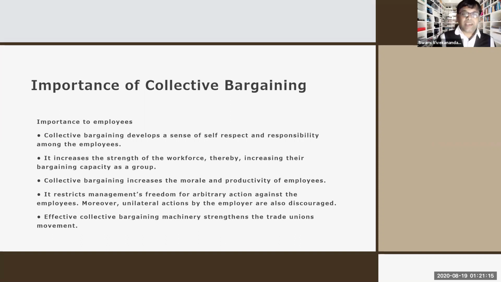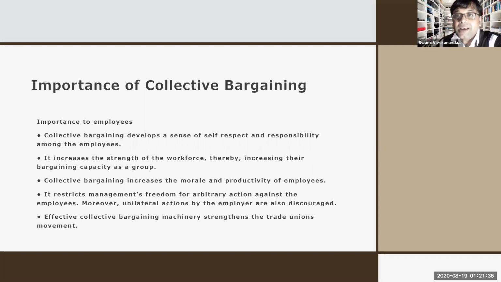So next one is that effective collective bargaining machinery strengthens the trade union movement, because collective bargaining is one of the important tools in the hands of the trade union. So if there is a collective bargaining process, definitely the functioning of the trade union will also improve. So these are the importance of collective bargaining towards the employees.